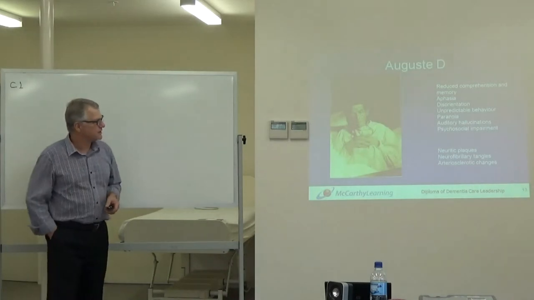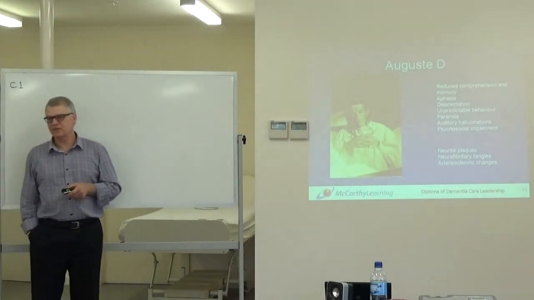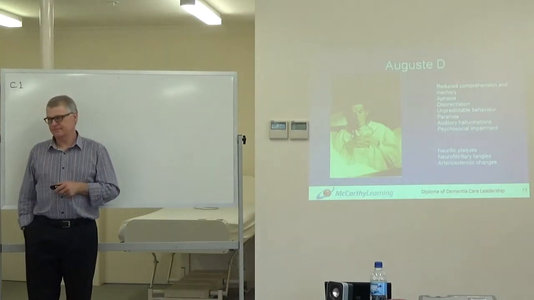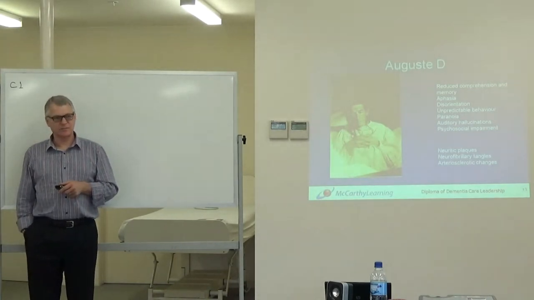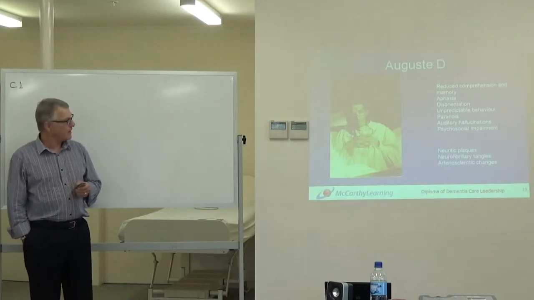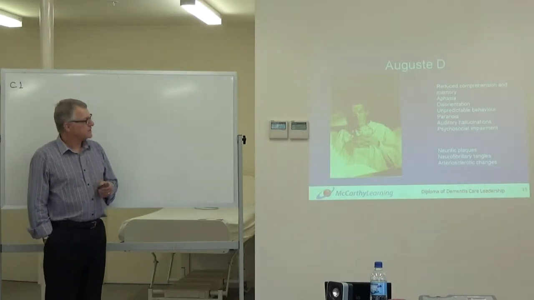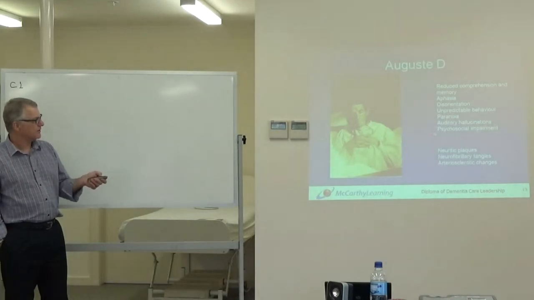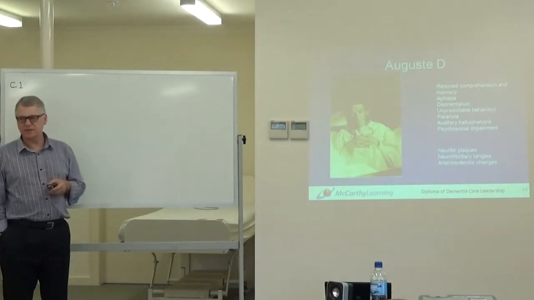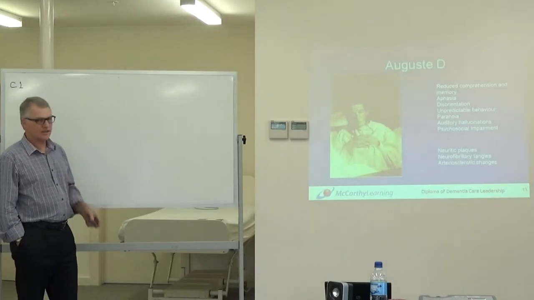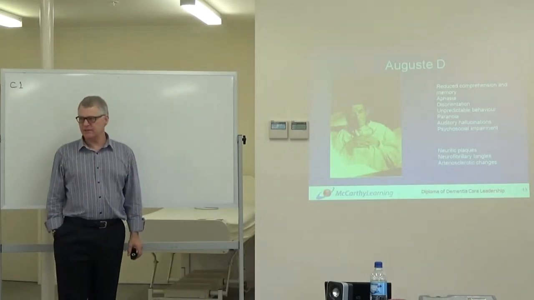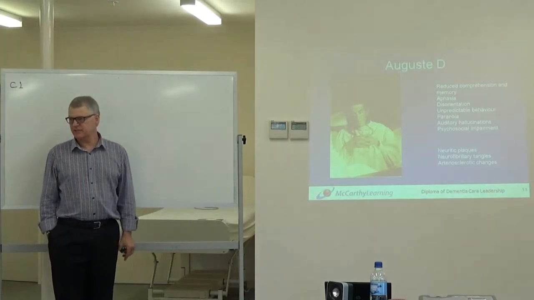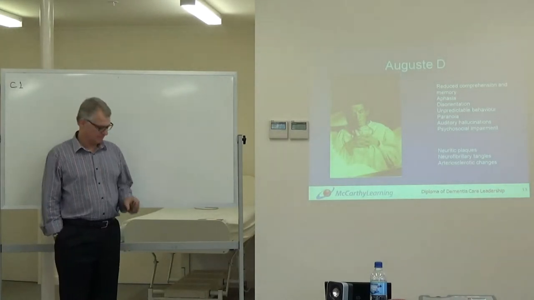Mm-hmm. So here is August D. This is a photograph of her in the later stages of her dementia. This is the description that Alzheimer wrote about her. Reduced comprehension and memory. Aphasia. Is everyone familiar with aphasia? Aphasia simply means the difficulty expressing and receiving and understanding language.